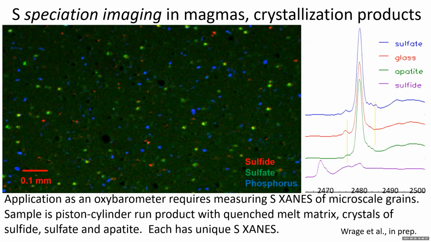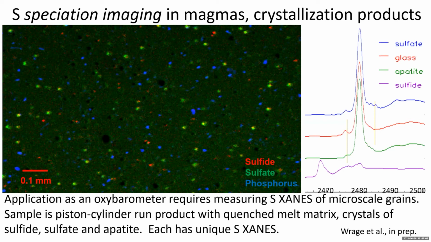This is an example from a magmatic system. It's a synthetic product quenched from a high pressure run that has a glass matrix and various small crystallized mineral grains. In this case, we did speciation mapping. So grains are shown in green, and both were precipitating from this melt. And the small blue dots are high in phosphorus. Those are apatite crystals. Then we went in and did microbeam XANES of each of these phases.